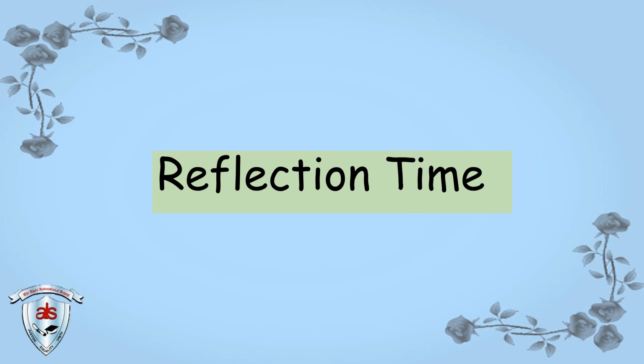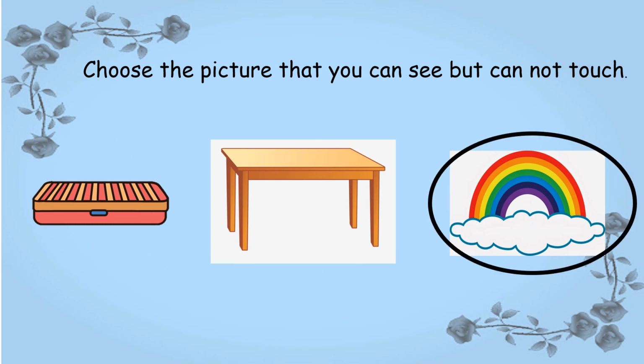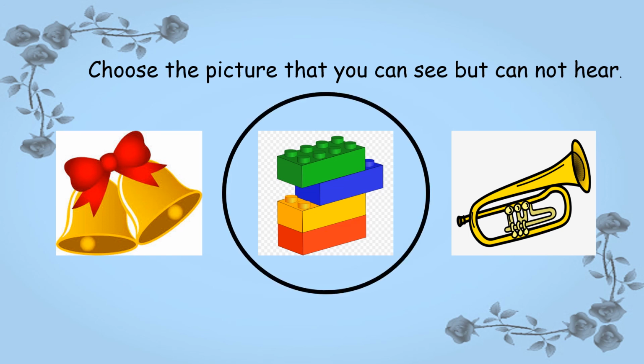It's reflection time. Let's see what we have in our activity. Choose the picture that you can see but cannot touch. So you can look at the pictures and circle the picture which we can see but cannot touch. Yes, you're right. It is a rainbow. Let's see what's next. Now you need to choose the picture that you can see but cannot hear. You are 100% right. The blocks, right? We cannot hear them.